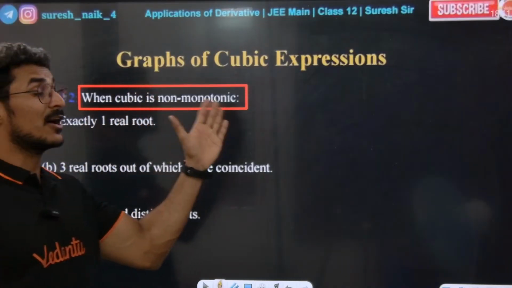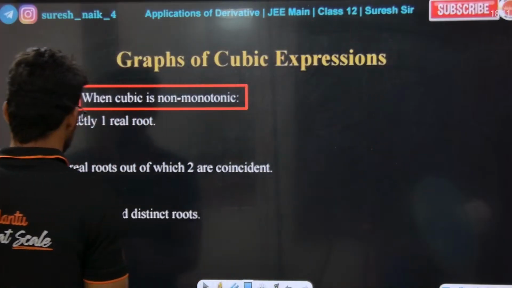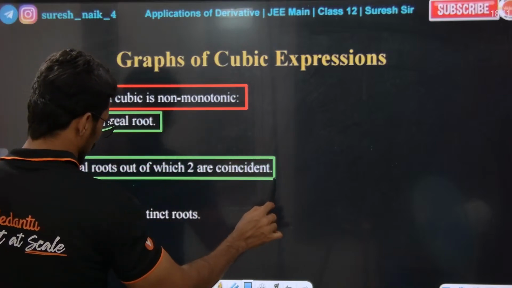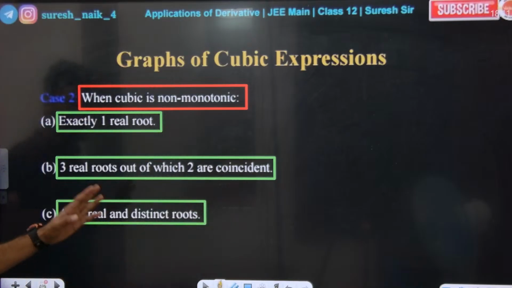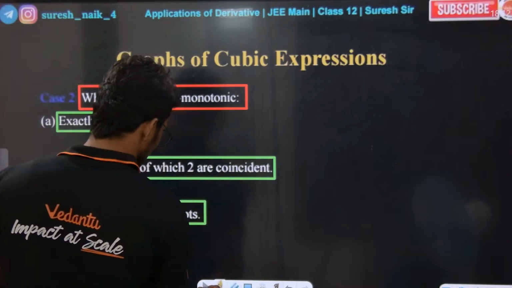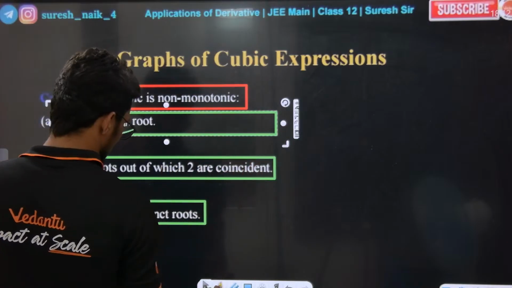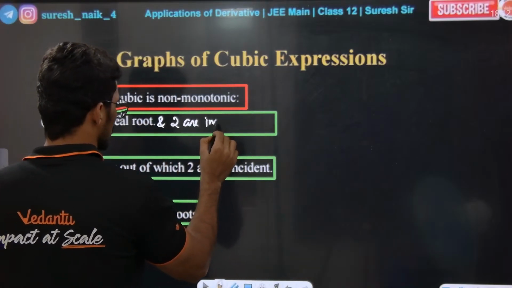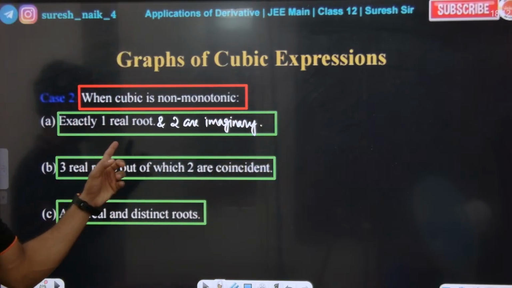Now I will look at case 2. Case 2 is when the graph is non-monotonic, I mean when the cubic is non-monotonic. In that I'm going to talk about three cases: exactly one real root and two imaginary roots; three real roots out of which two are coincident; and all three distinct roots, all three real and distinct. Case 1: exactly one real root, and two are imaginary roots.